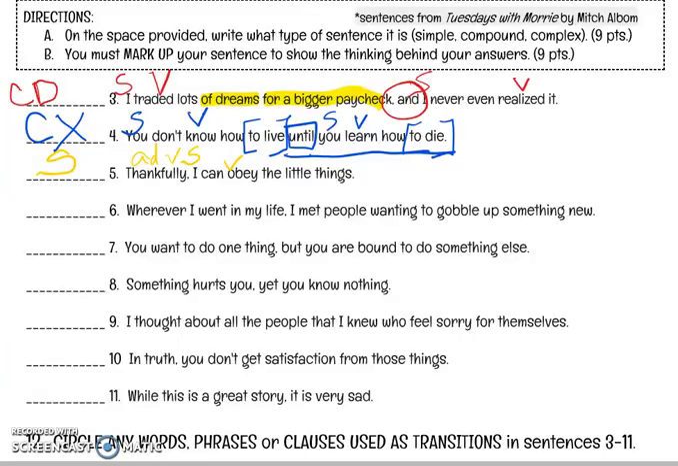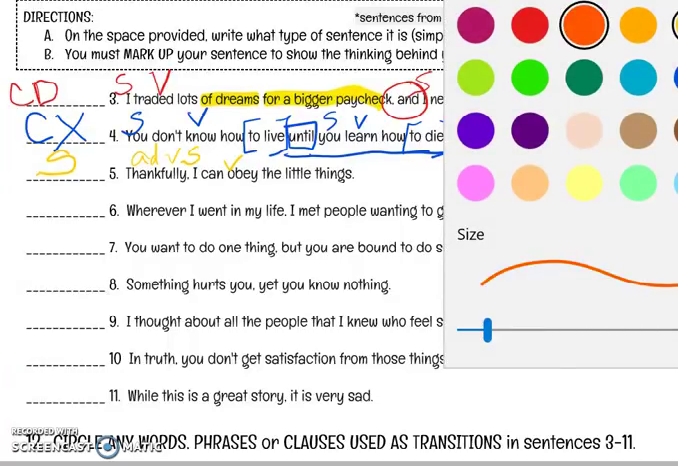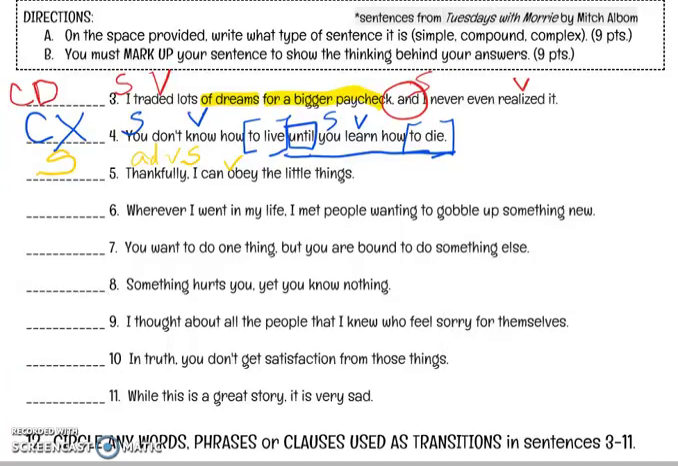Number 6. Wherever I went in my life, I met people wanting to gobble up something new. So I do see an infinitive, and I do see a prepositional phrase, in my life. I see a comma with no fanboy, so that tells me it's not compound. So now I want to look to see, is there a subordinating conjunction? And I see wherever. Wherever what? Wherever I went in my life.